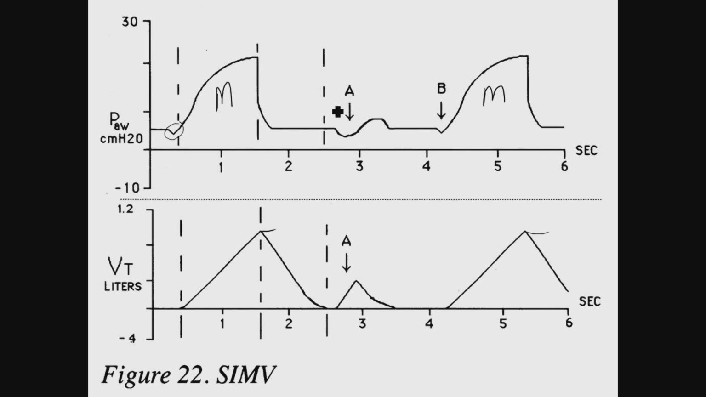There also is a spontaneous breath that is interspersed in there. So I have SIMV, volume control, with no pressure support. How do I know that? When the patient inspires, it doesn't rise in pressure. It doesn't have a delta that's built in there.